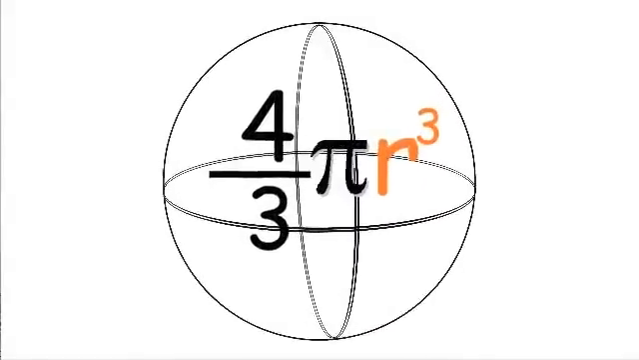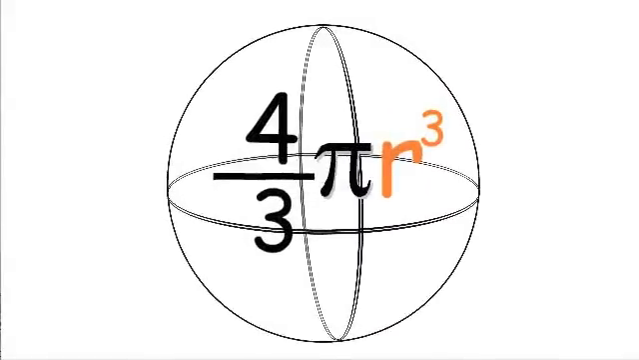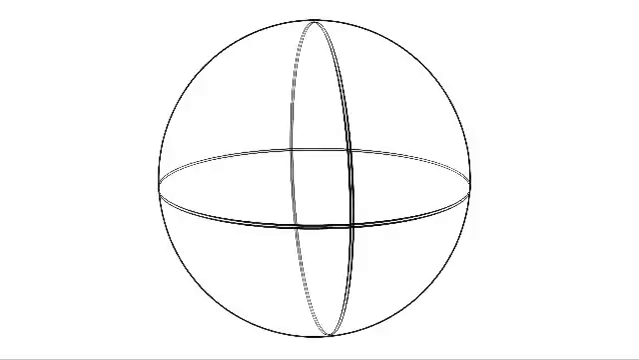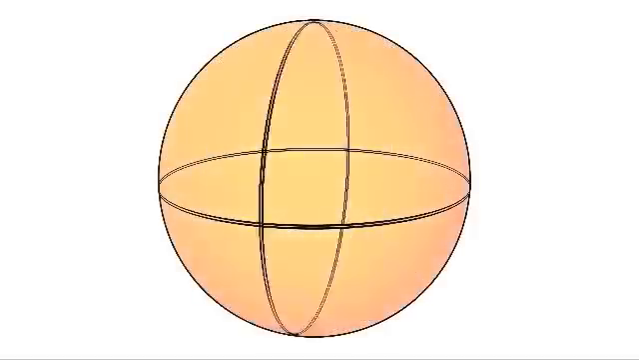4/3 πr³ gives you the volume of a sphere. But where does the formula come from? First, we'll draw a perfect sphere and fill in its volume. Next, we will divide the sphere into equal-sized pyramids with square bases.